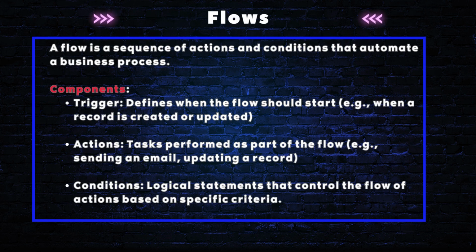Flows. A flow is a sequence of actions and conditions that automate a business process. Components. Trigger defines when the flow should start, e.g., when a record is created or updated. Actions. Tasks performed as part of the flow, e.g., sending an email, updating a record. Conditions. Logical statements that control the flow of actions based on specific criteria.